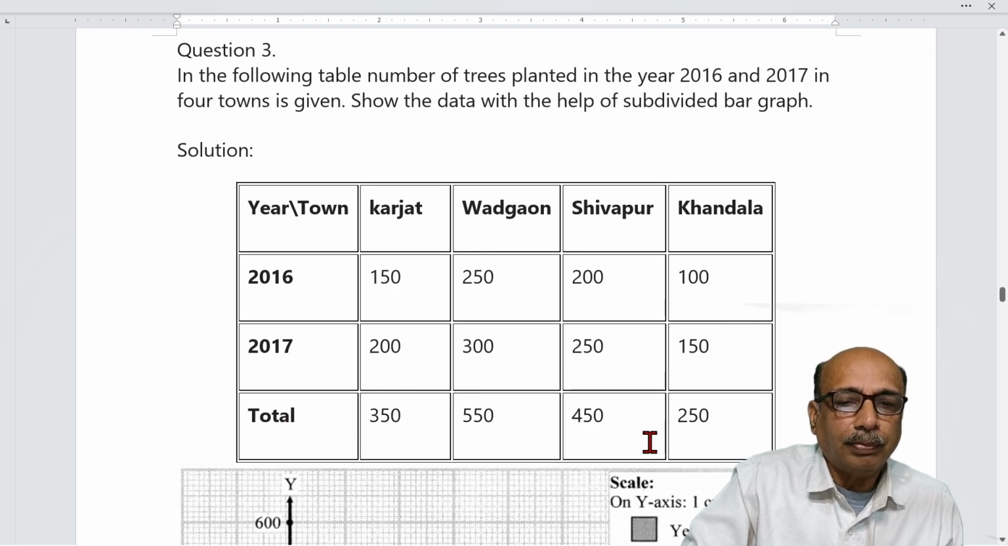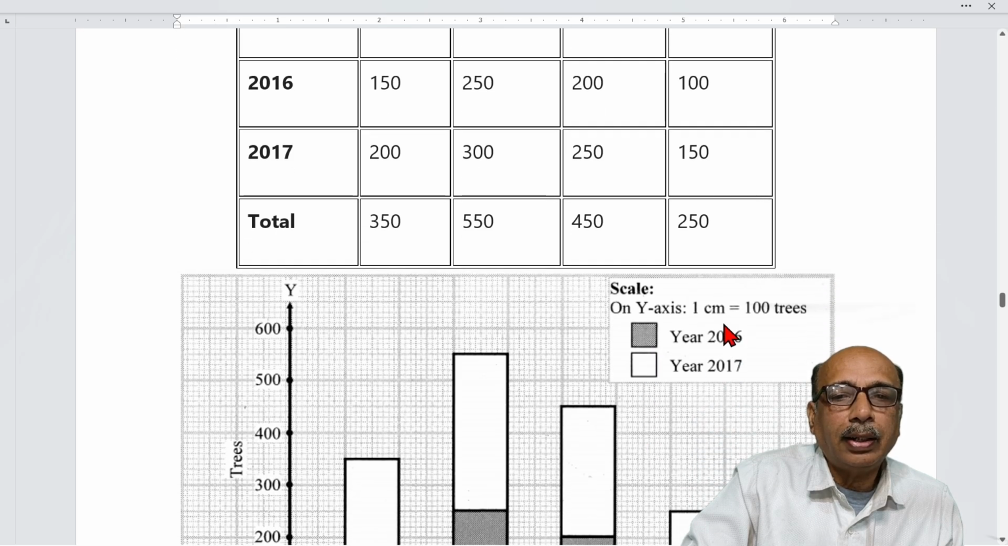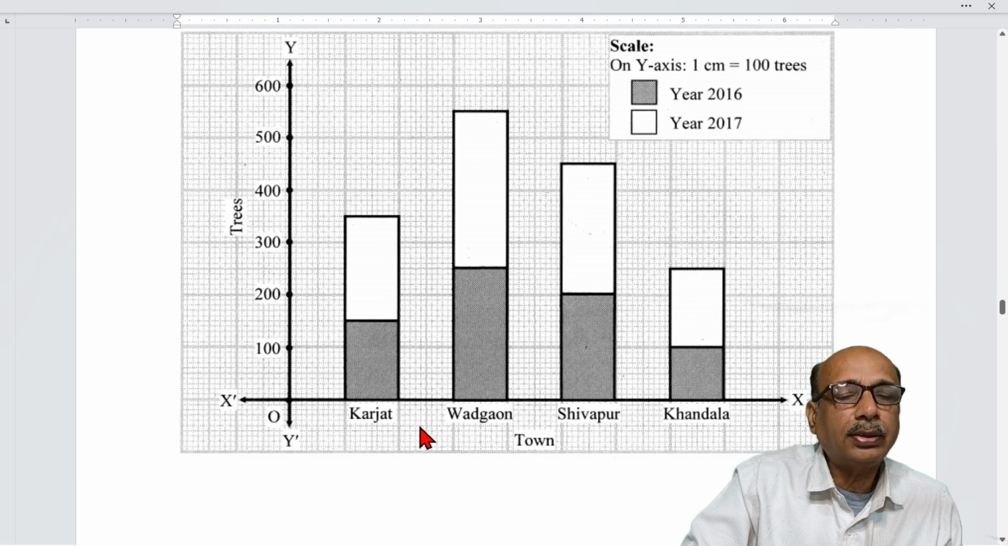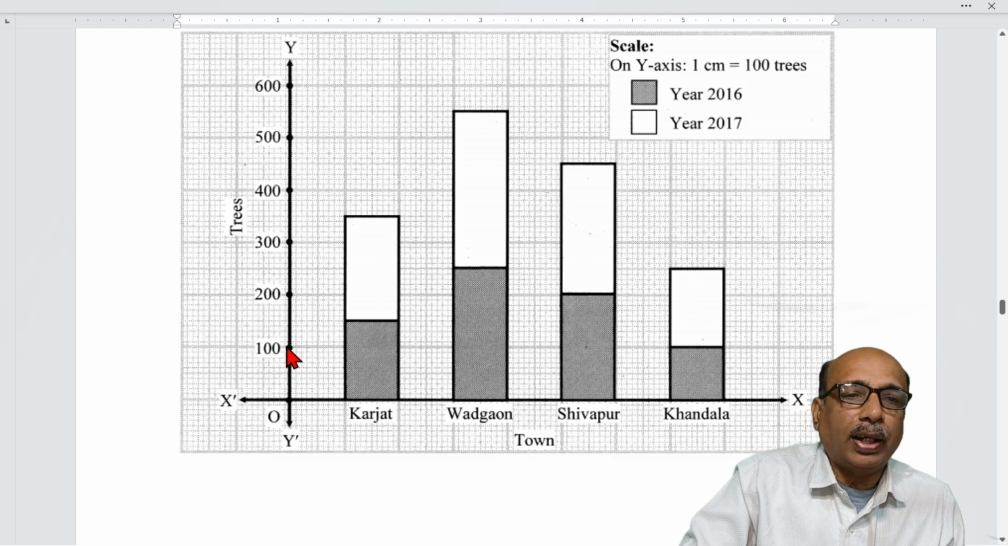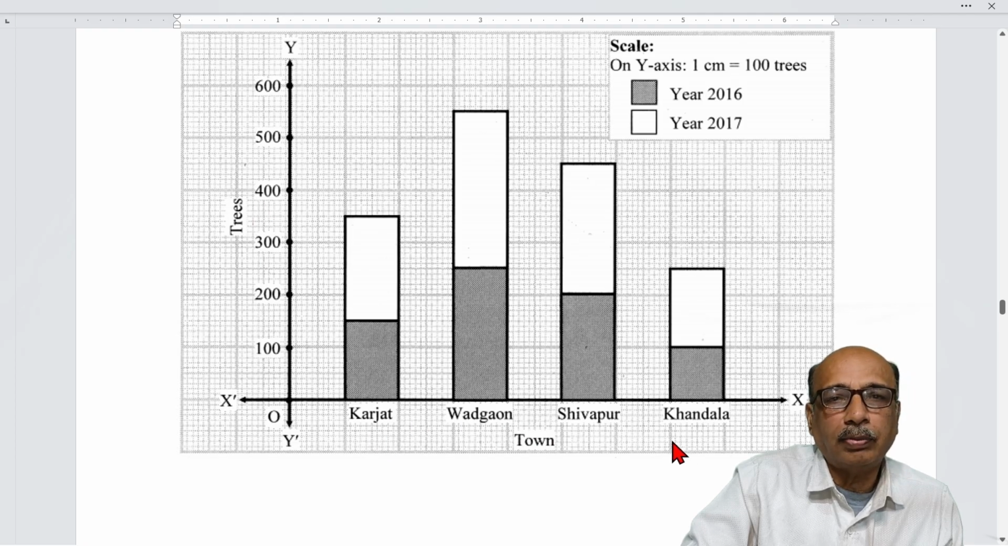The total is also given. So on the y-axis, what will you take? 1 centimeter equals 100 trees. For example, for the year 2016 you are taking it as dark and 2017 as a blank box. So on the x-axis you have to take the names of the towns, leave 1 centimeter gap and make a 1 centimeter broad box. And on the y-axis, as you have taken 1 centimeter equals 100 trees.